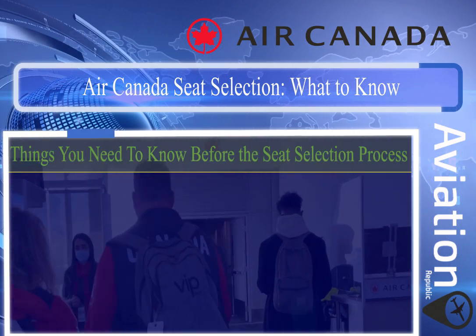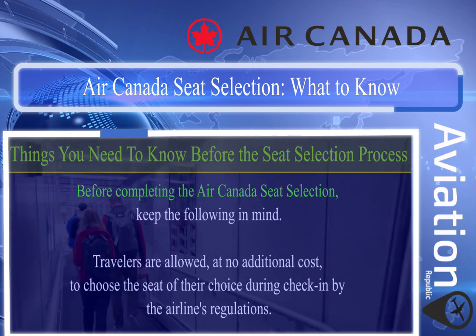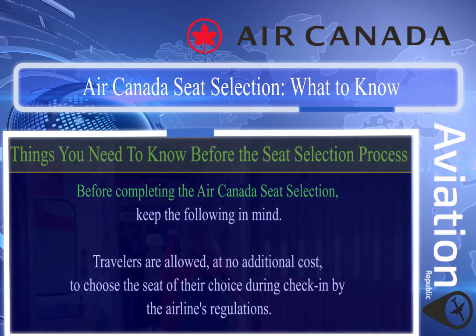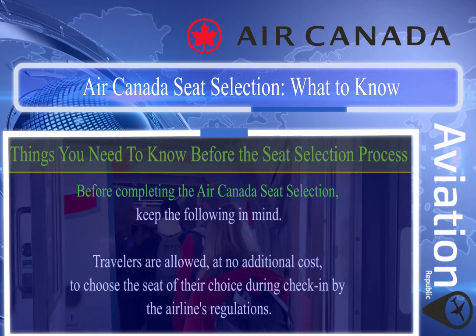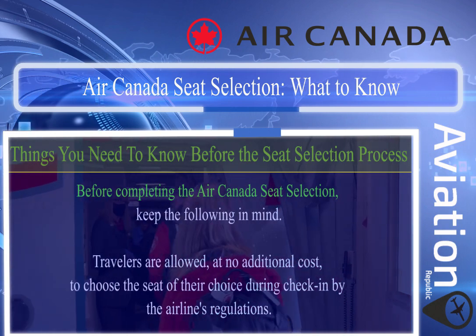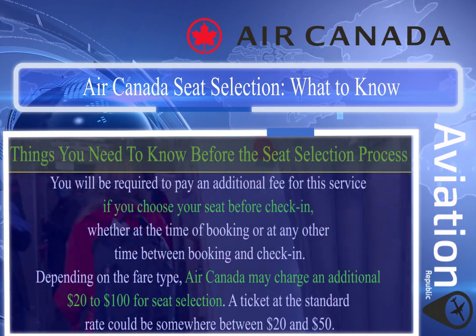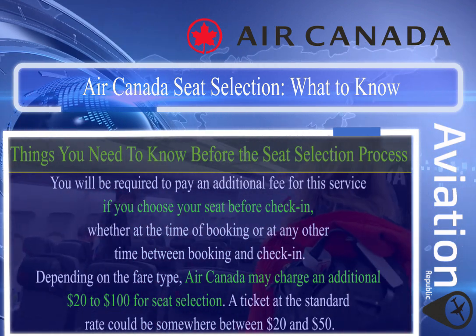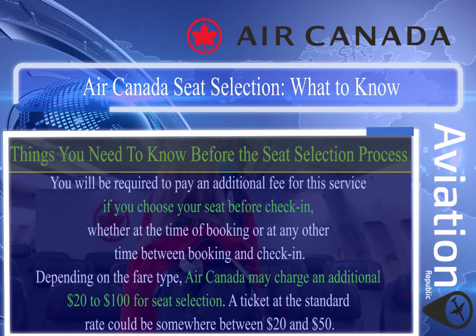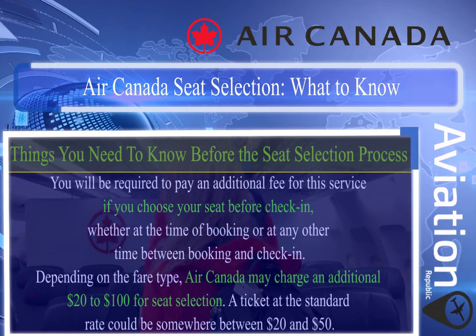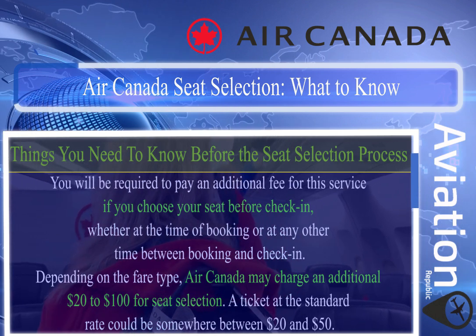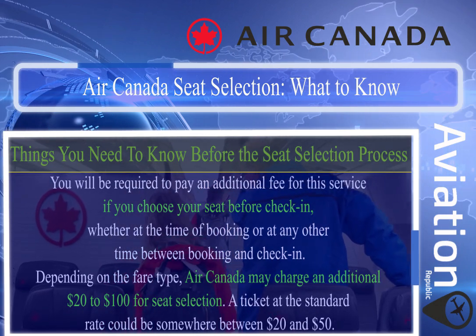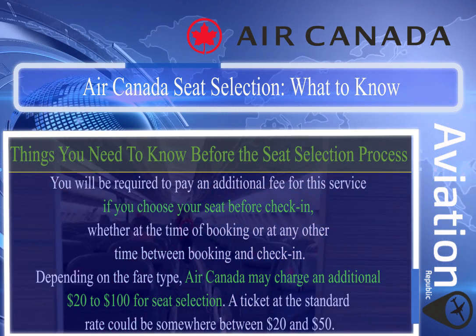Things you need to know before the seat selection process. Before completing the Air Canada seat selection, keep the following in mind. Travelers are allowed, at no additional cost, to choose the seat of their choice during check-in by the airline's regulations. You will be required to pay an additional fee for this service if you choose your seat before check-in, whether at the time of booking or at any other time between booking and check-in. Depending on the fare type, Air Canada may charge an additional $20 to $100 for seat selection. A ticket at the standard rate could be somewhere between $20 and $50.